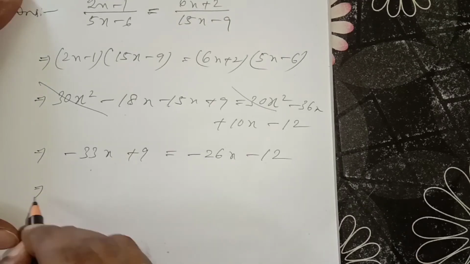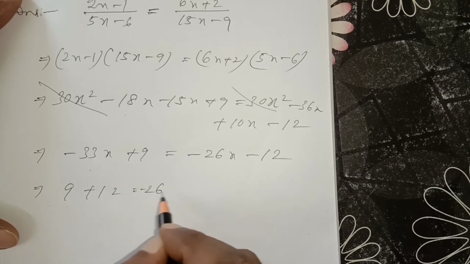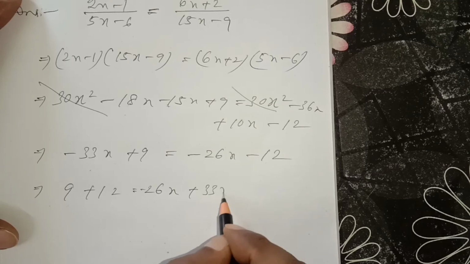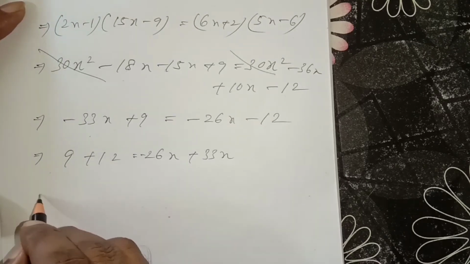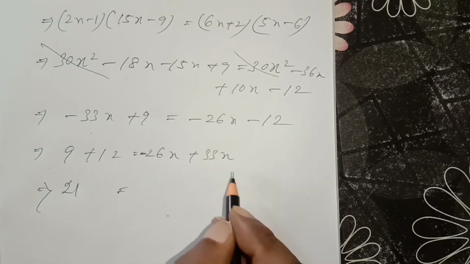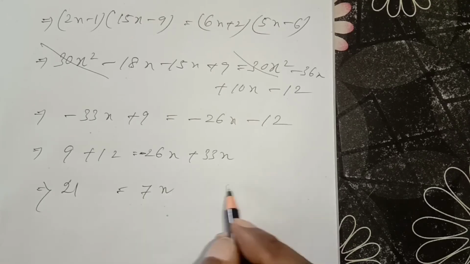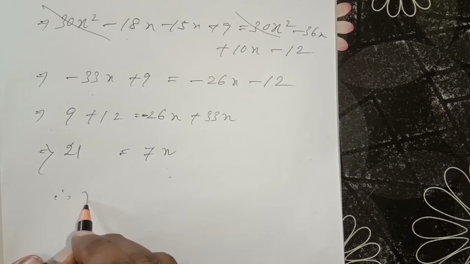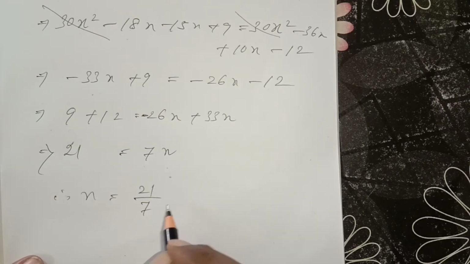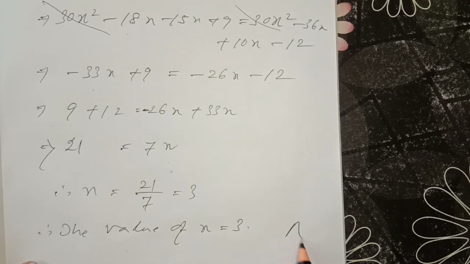Do one thing, this minus 12, bring this side, this will be plus 12, and minus 26x, this will be plus 33x. 12 plus 9, how much is coming? 21, and this side will be how much? 33 minus 26, how much? 7x. So finally we are getting the value of x. X is equal to 21 by 7, which is equal to 3. Okay, therefore the value of x is equal to 3. This is the answer.